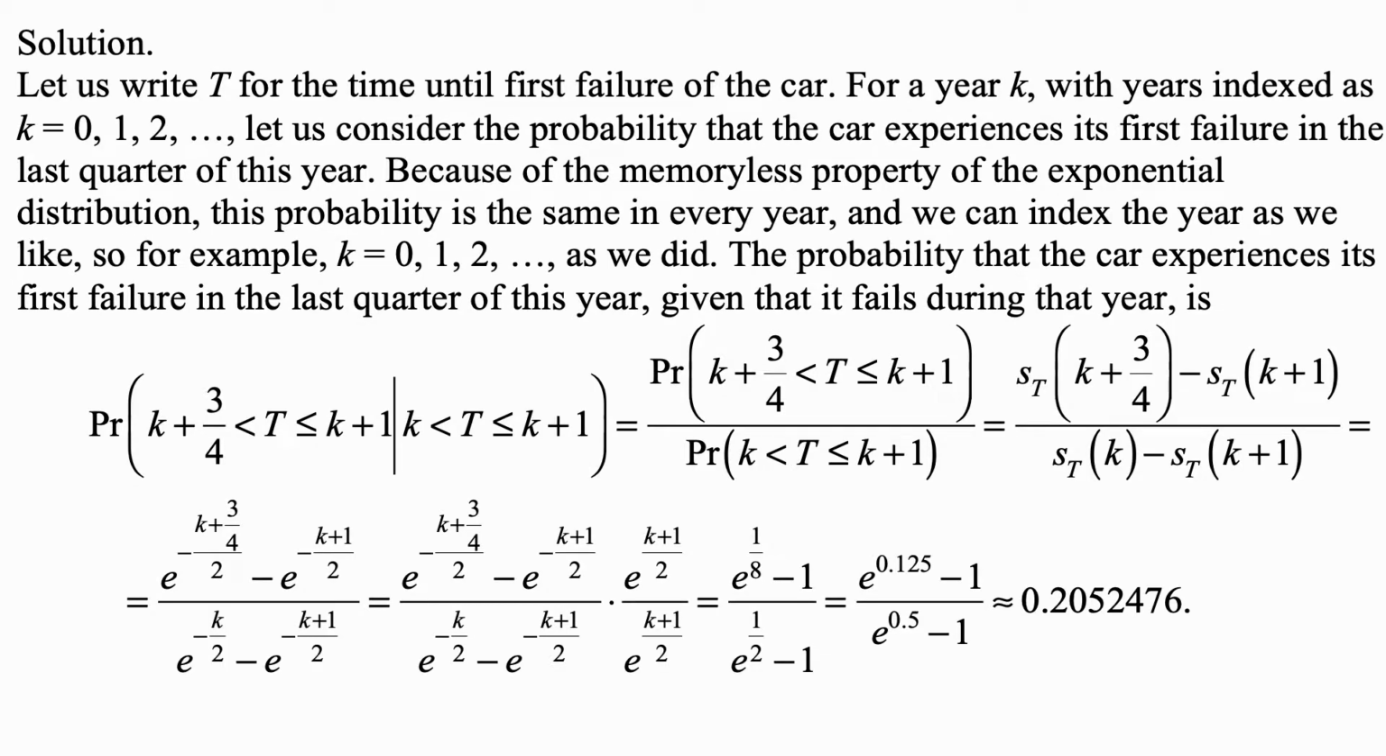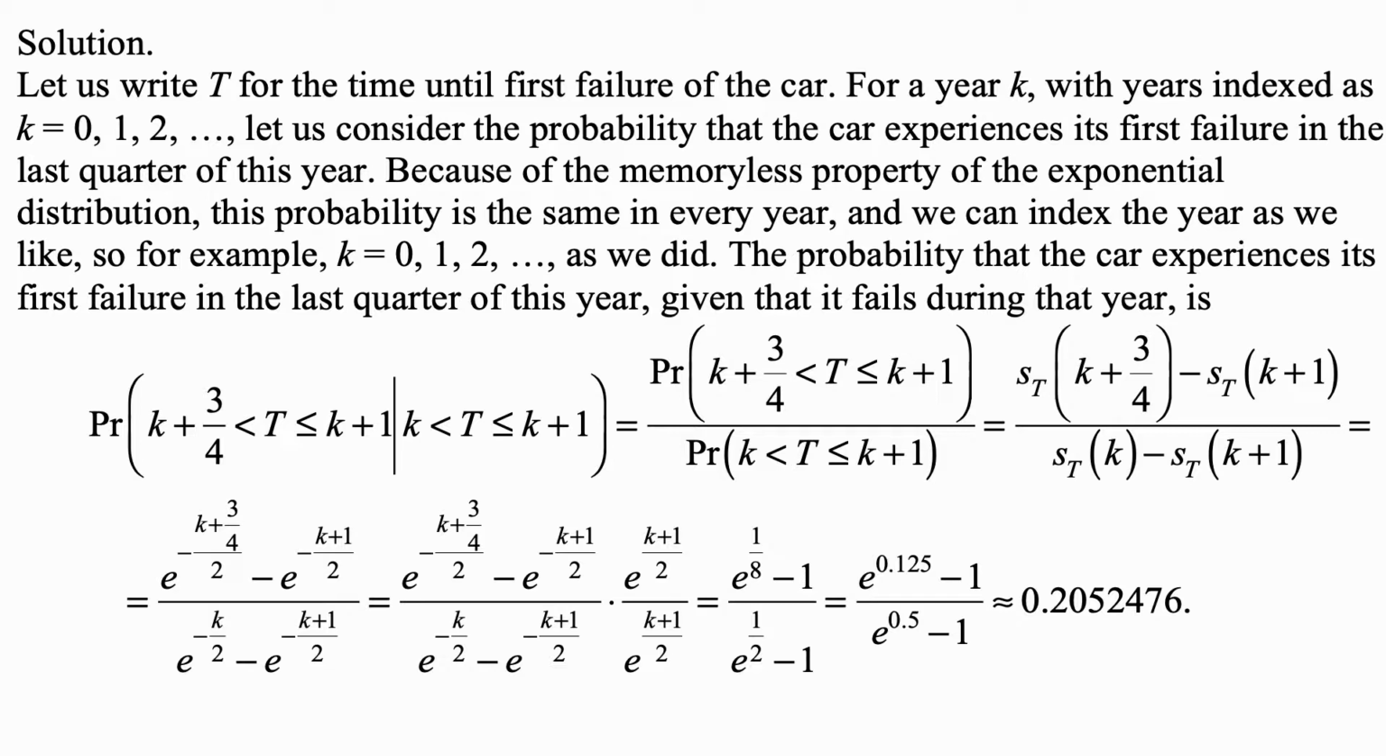And here's the solution. Let us write T for the time until first failure of the car. For a year K, with years indexed as K equal to 0, 1, 2, and so on, let's consider the probability that the car experiences its first failure in the last quarter of this year. Because of the memoryless property of the exponential distribution, this probability is the same in every year, and we can therefore index the year as we like.